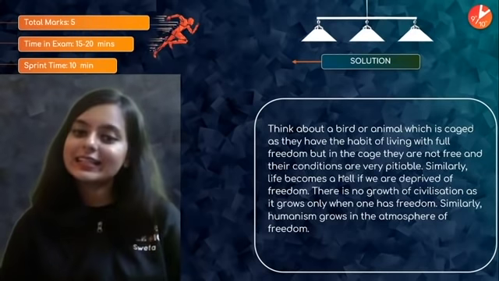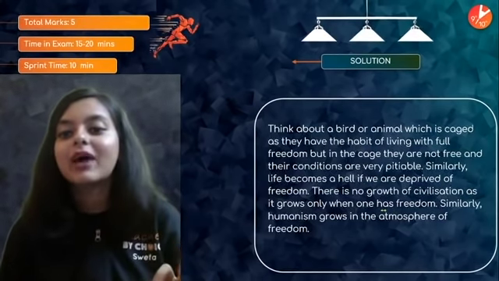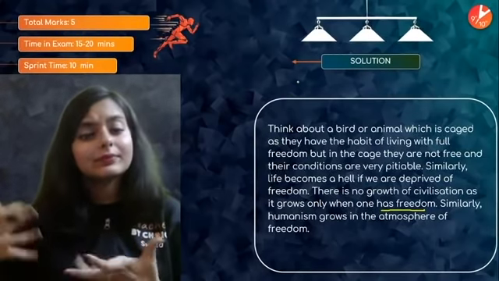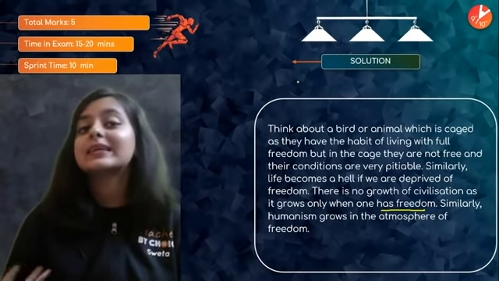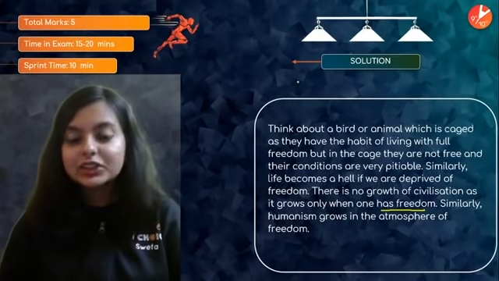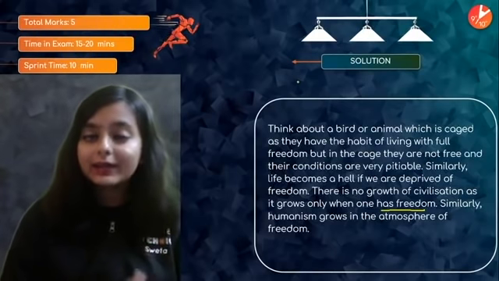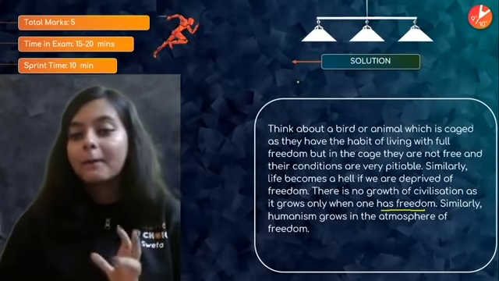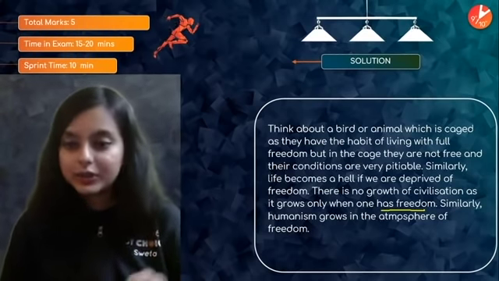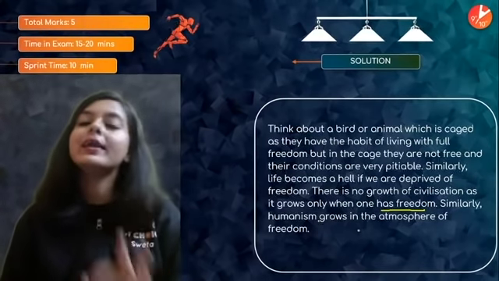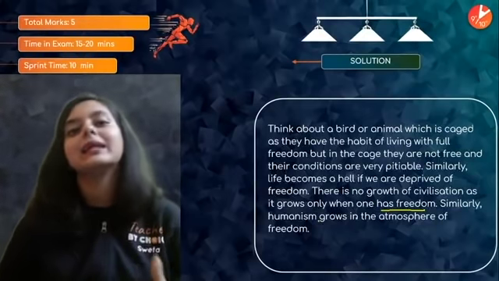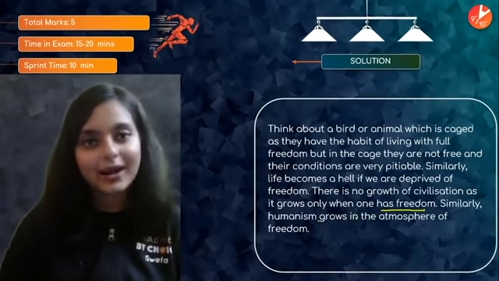There is no growth of civilization as it grows only when one has freedom. In the case of South Africa, the other countries had completely outcasted South Africa because they were following a policy of apartheid, right? Therefore, there was no growth of civilization because South Africa was completely isolated. There was no international relation. So when we are deprived of freedom, this is the poor condition of our society and our country as well. Humanism can grow only in the atmosphere of freedom. So freedom is very, very important, and everybody loves freedom, whether it is human beings or even an animal.